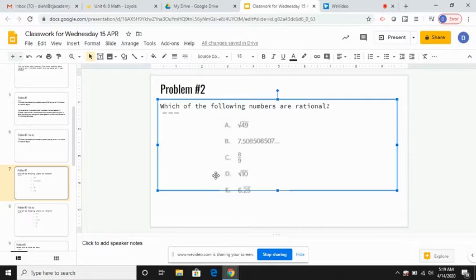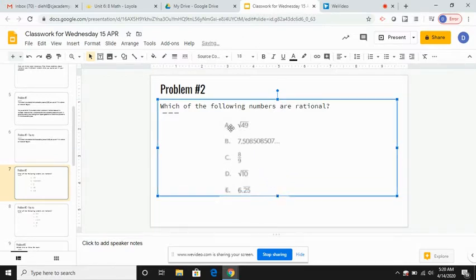D, square root of 10. Well, most square roots are irrational unless they're perfect squares. We don't know the square root of 10. We know the square root of 9 is 3. We know the square root of 16 is 4. But the square root of 10 is in between those. There's no number that we can multiply by itself and get exactly 10. Therefore, the square root of 10 is a non-perfect square, which makes it irrational.